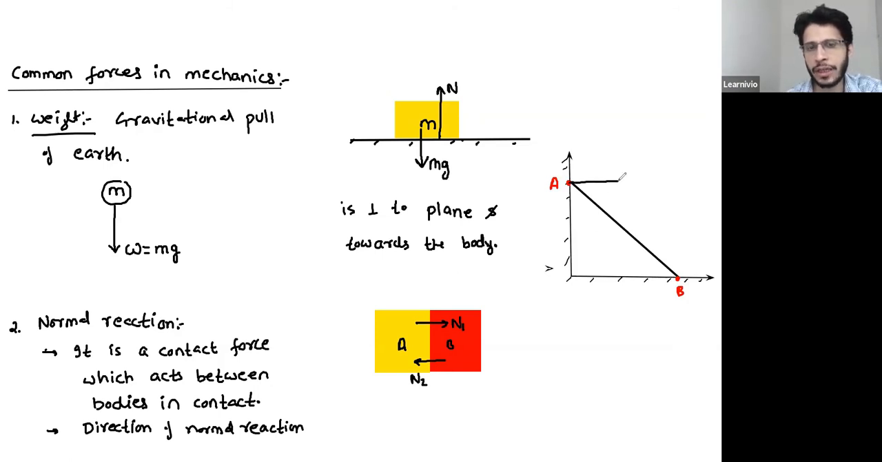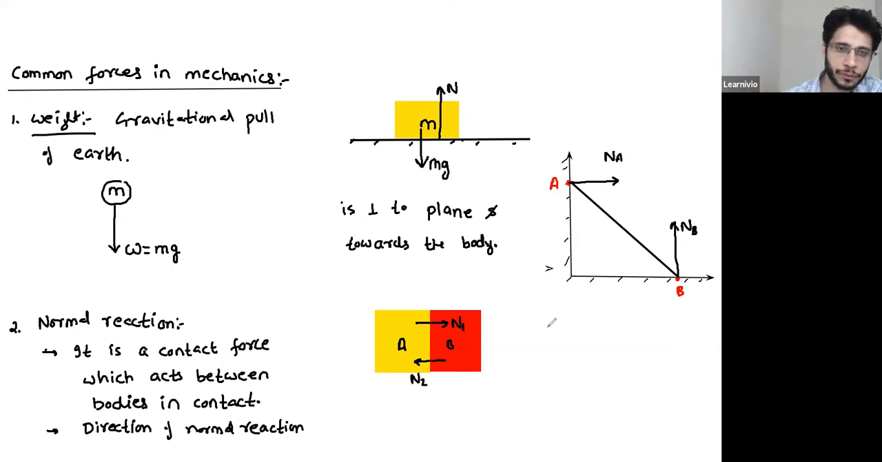Normal reaction on A is in this direction, this is A. Normal reaction on B is in this direction, that's B. So both the normal reactions are perpendicular to the surface and towards the body. These are the directions of two normal reactions. So the number of normal reactions is exactly equal to the number of contacts. So that's about normal reaction.